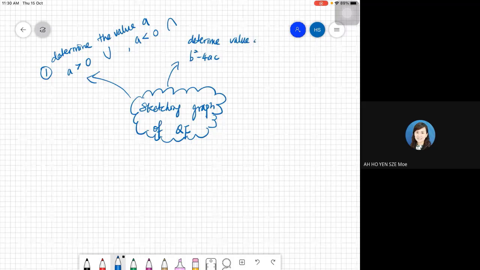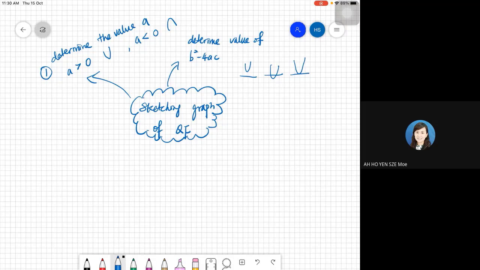Why do we need to determine the value of b squared minus 4ac? When we get the value of b squared minus 4ac, from there we can know the graph. Besides U or V, U or N, we can know either the graph is like this, or like this. Because before you sketch, we have to know.